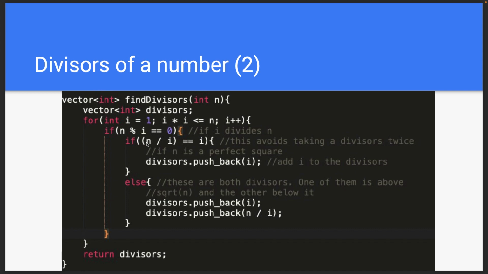We know that i is a divisor, but it's possible that n is a perfect square and n divided by i is equal to i. Then we just add i to the list of divisors once, so we do not add the same number twice. In case this is not a perfect square and this is not the actual square root, we add both i and n divided by i. This guarantees that in square root time we can have all the divisors of a number. This is a pretty simple algorithm, but it's very important in many even easier problems to understand how to calculate divisors in square root of n.